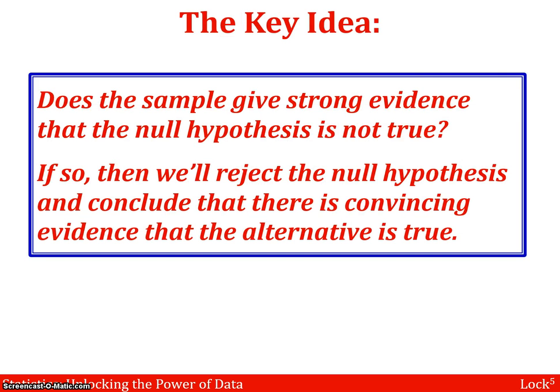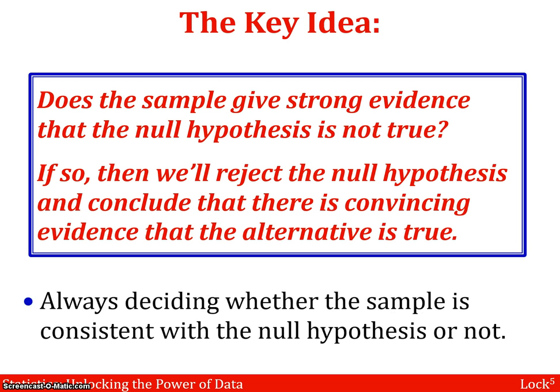Now the key idea is I am going to take a sample of 50 penny spins and I'm going to decide, does the sample give strong evidence that the null hypothesis is not true, that it's not a 50% chance of getting my spinning penny to land tails up? If so, then we'll reject the null hypothesis and conclude that there's convincing evidence that the alternative is true. So what I'm always focusing on when I'm doing hypothesis testing is I'm always deciding whether the sample is consistent with the null hypothesis or not. If it is, then I won't reject it. If it's not, then I will.